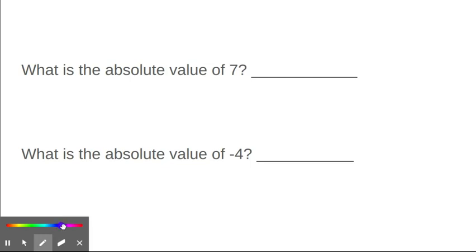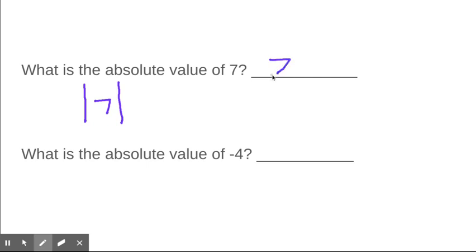All right. Opposite value is the distance a number is away from 0. So remember how to write this. It would be 2 vertical lines. What is the opposite value of 7? That's what it looks like. How far away is 7 from 0 on the number line? 7 away. Very good.